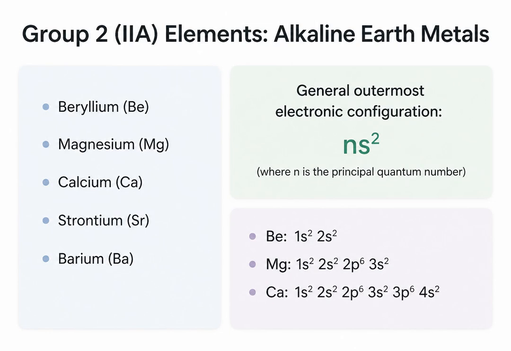Welcome to our lecture on Group 2 elements, commonly known as the alkaline earth metals. We will be exploring beryllium, magnesium, calcium, strontium, and barium. These elements share a defining characteristic. Their outermost electronic configuration is always ns2, meaning they have two valence electrons in their outermost s orbital. For example, beryllium ends in 2s2, while magnesium ends in 3s2.